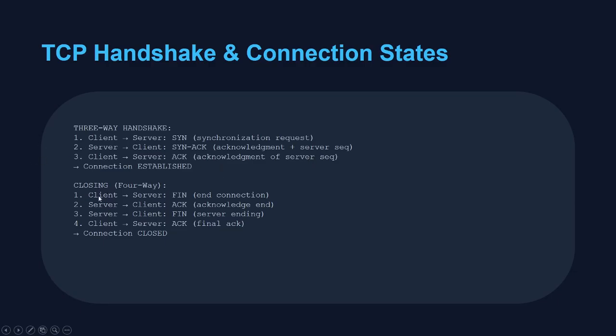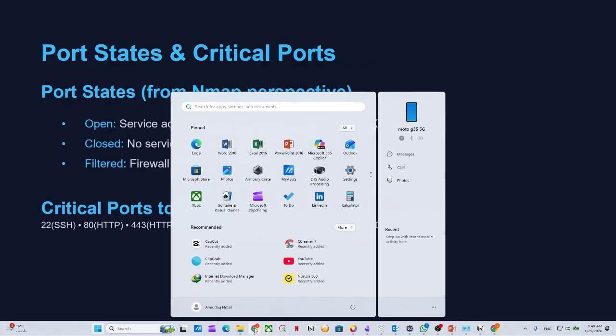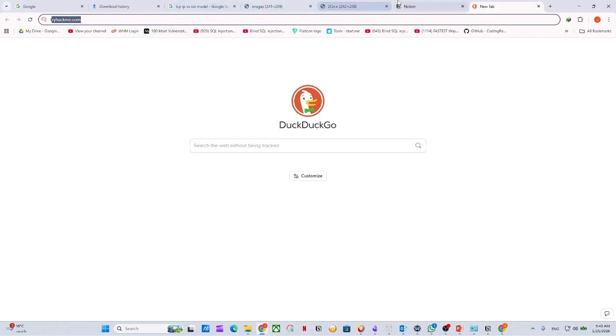To close the connection, the client sends the server a FIN, to end the connection. The server sends the client an acknowledgement of the end. The server sends the client a FIN, server ending. The client sends the server the final acknowledgement. Let me show you how it is in the diagram.